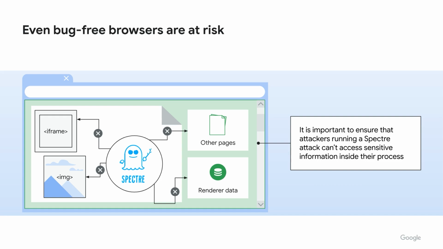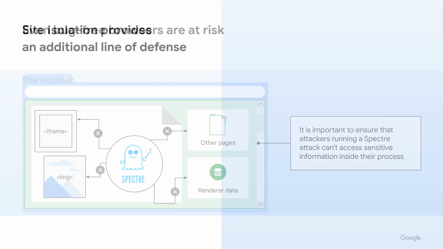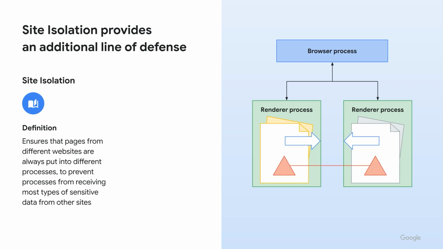So, it was important to find a way to ensure that even if an attacker could run a Spectre attack, they still wouldn't have access to anything worth stealing inside their process. Site isolation offers an extra line of defense against these types of attack.